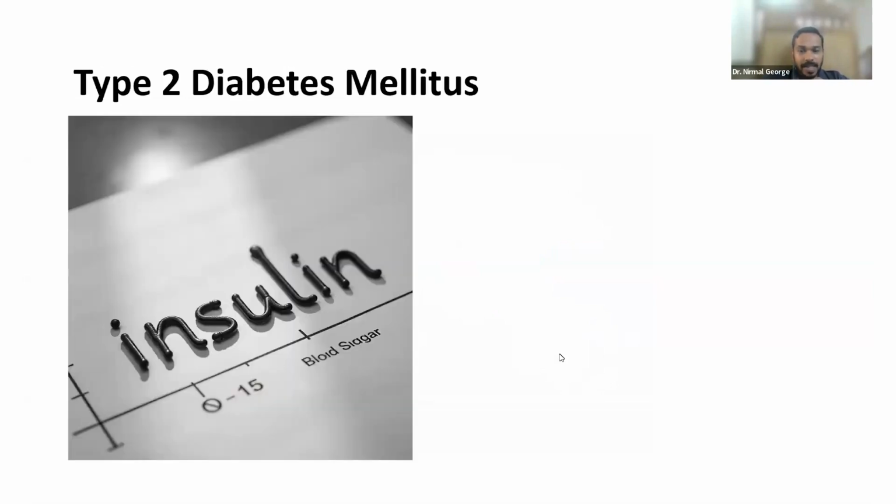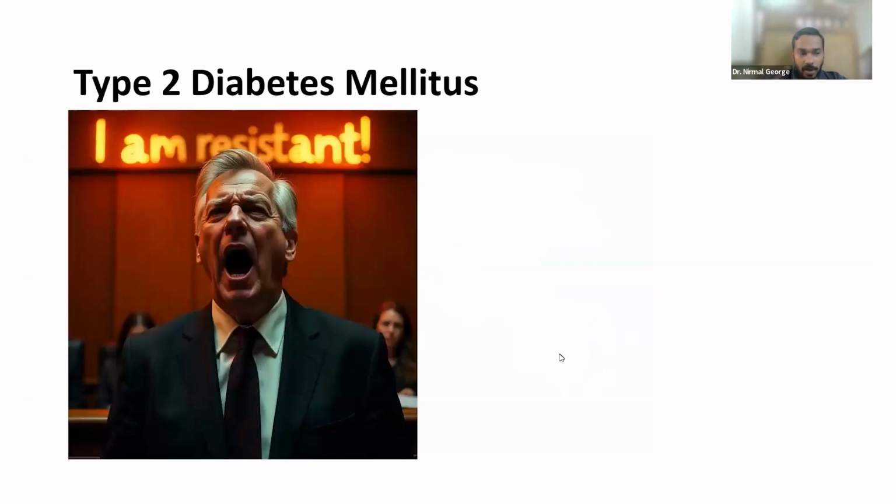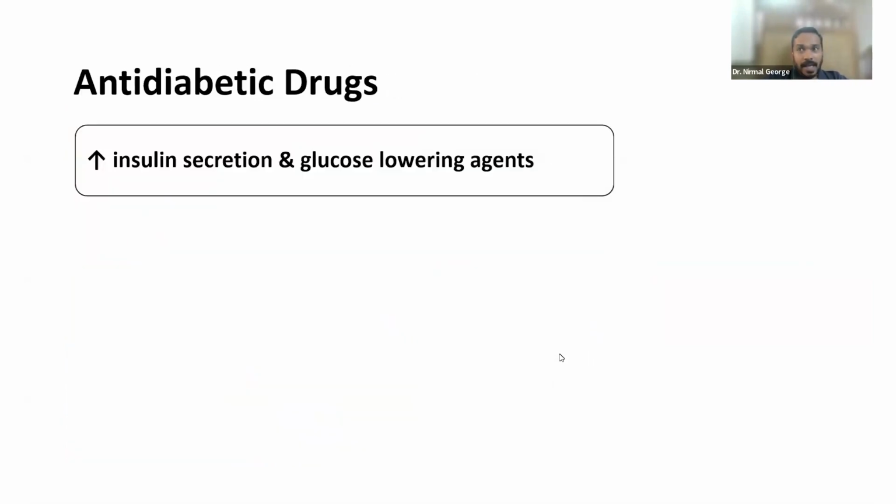So in type 2 diabetes mellitus, insulin is released in normal amounts or in lower amounts, but the tissues are not responding to insulin. They are resistant to insulin. So this is known as insulin resistance. So the anti-diabetic drugs are classified depending upon their mechanism of action.